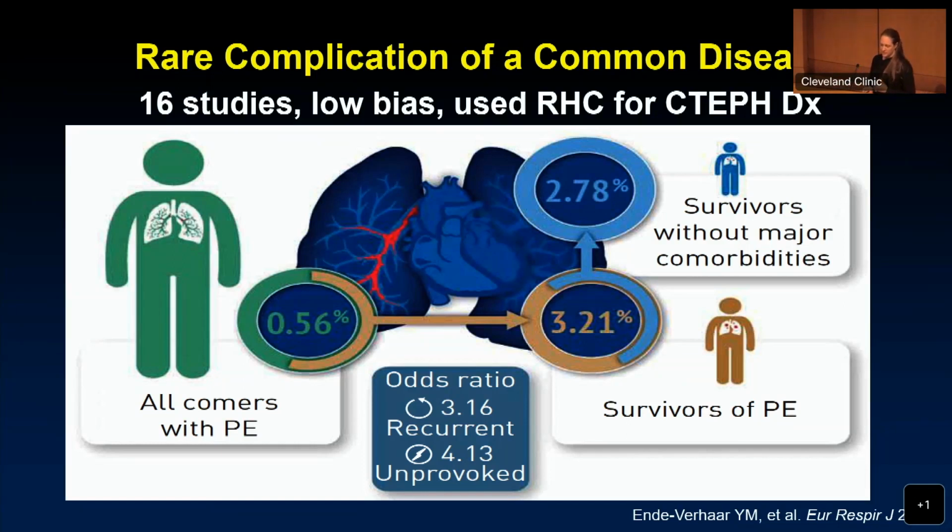So this is probably one of the best studies that was published to try to describe the actual incidence of CTEPH. And what they found was that for all comers with PE, it's really rare, 0.56%. Now, when you boil that down to the people who are actually going to make it into your office, meaning survivors that don't have major comorbidities that are going to limit your life expectancy, it's more like almost 3%. Your odds ratio of CTEPH is higher if it was a recurrent PE. It's higher if it was an unprovoked PE. But again, there are hundreds of thousands of patients that have PEs every year, and only a small fraction of them will develop CTEPH.